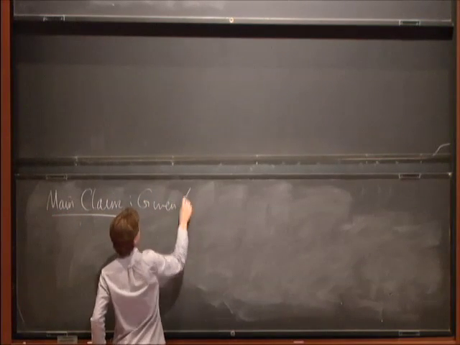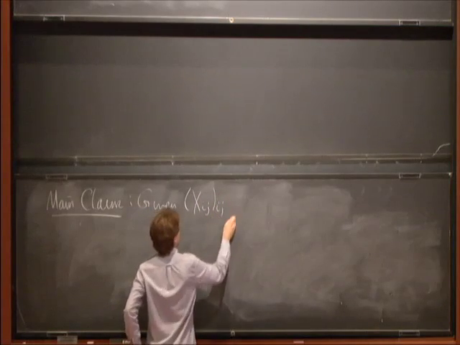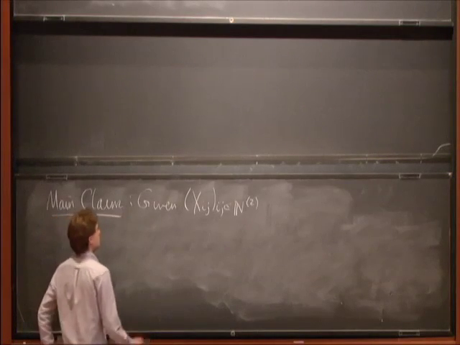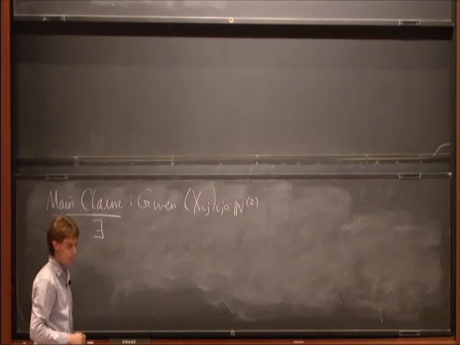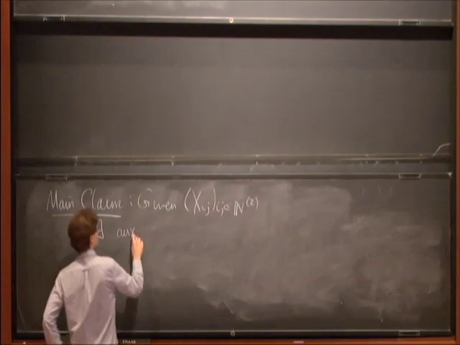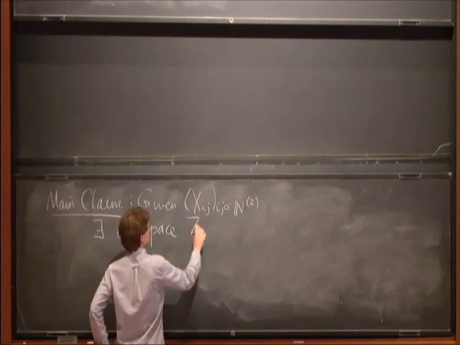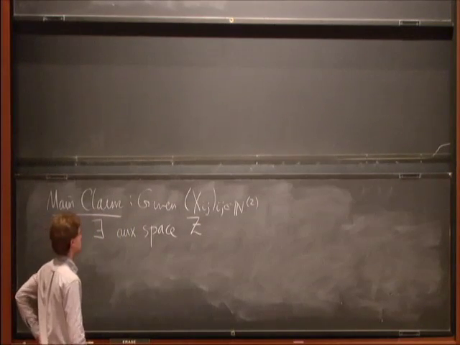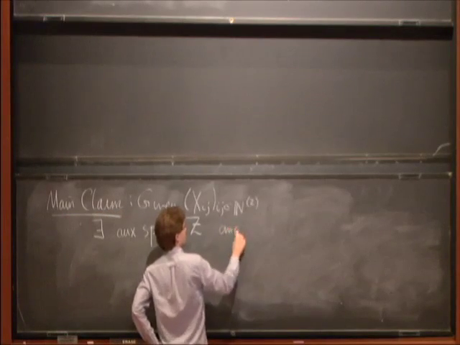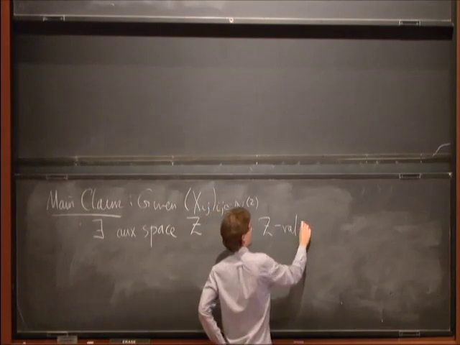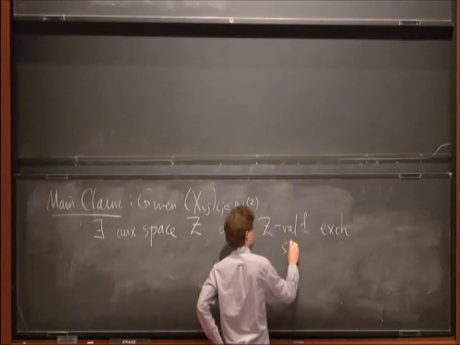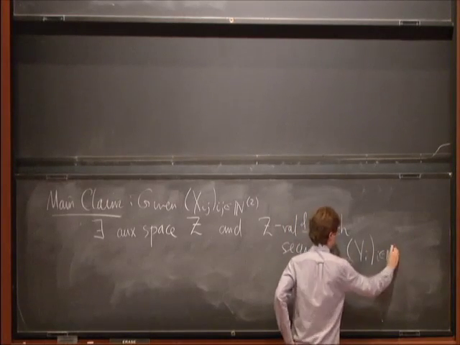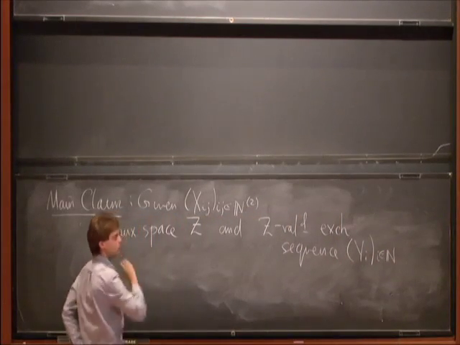Again, we're given our array, indexed by edges in N. And now I claim that there exists some auxiliary nice space Z. Z will actually end up being some compact metric space. It's a product of finite sets. You'll see explicitly what it is a little bit later. But some auxiliary space Z and a Z-valued exchangeable sequence, say Y_i, coupled to the original array.